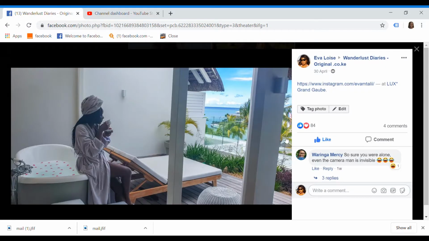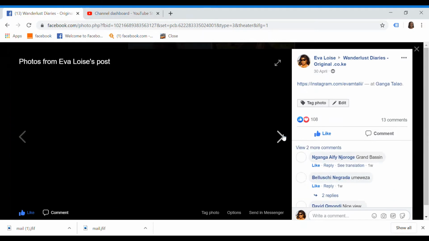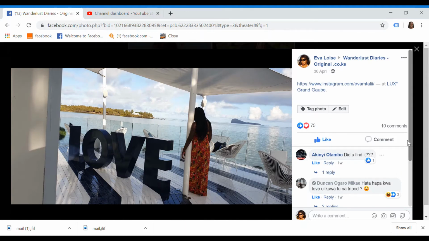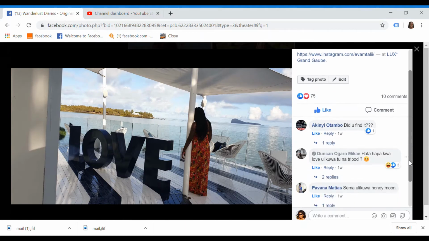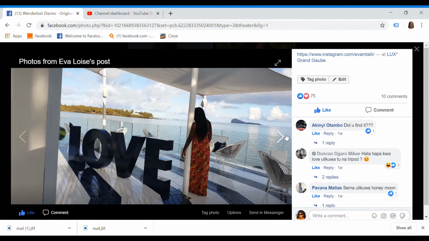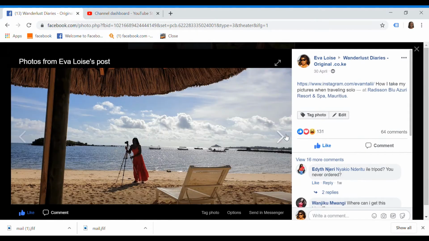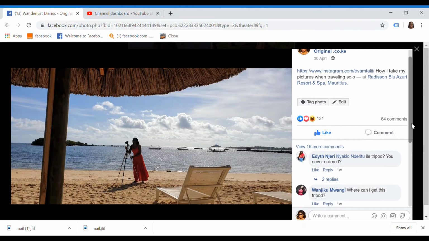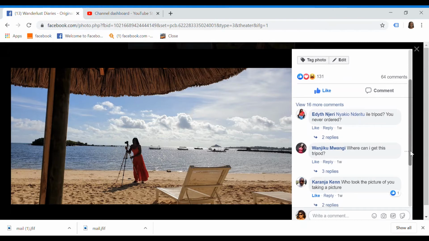And I went further to even explain how I have two different tripods, one for my camera and one for my phone. So you can see, like, here this lady is like so sure you're alone, even the cameraman is invisible. And there's this other one also. Hata hapa kwa lab ulikuwa tuna tripod. So as you can see, there's all these kind of questions about using a tripod, and I actually had to update this post, how I take pictures when I'm traveling solo. And you can see who took the picture of you taking a picture.